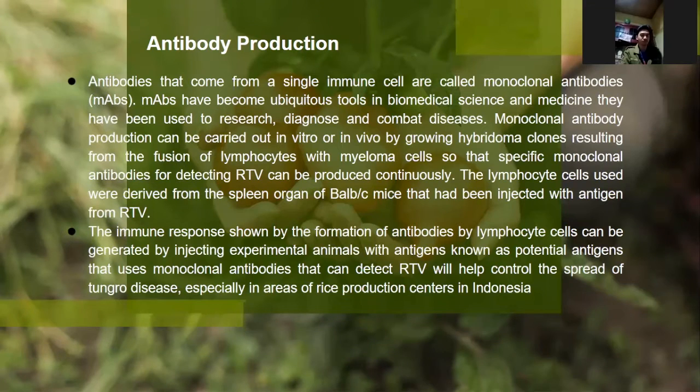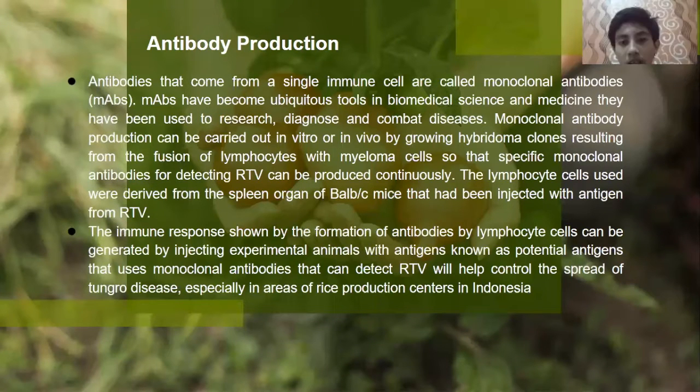Antibody production. Antibodies that come from a single immune cell are called monoclonal antibodies or MAbs. MAbs have become ubiquitous tools in biomedical science and medicine. They have been used to research, diagnose, and combat diseases. Monoclonal antibody production can be carried out in vitro or in vivo by growing hybridoma clones resulting from the fusion of lymphocytes with myeloma cells, so that specific monoclonal antibodies for detecting LTV can be produced continuously.